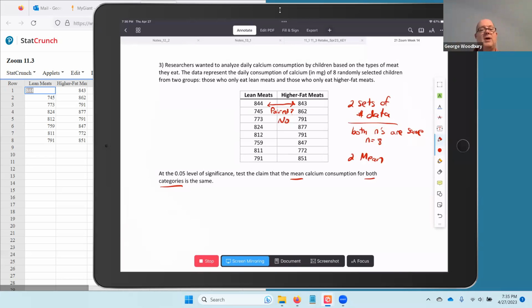But I'm not going to give you an extra set of data that you're not going to use. But if you had these two sets, there are a couple of different tests you could do depending on what you were interested in.